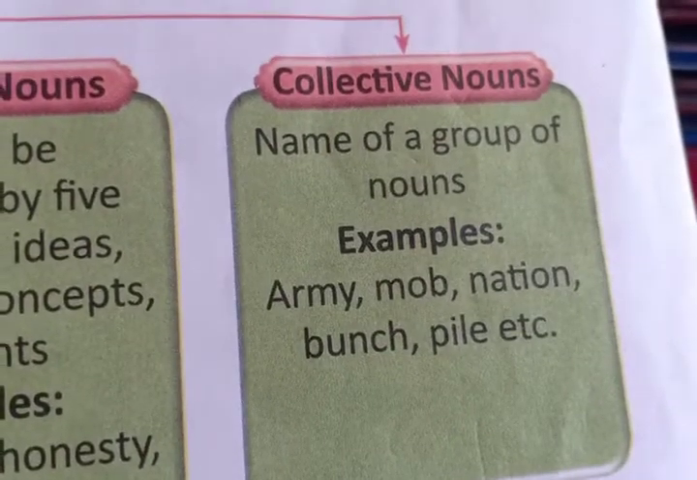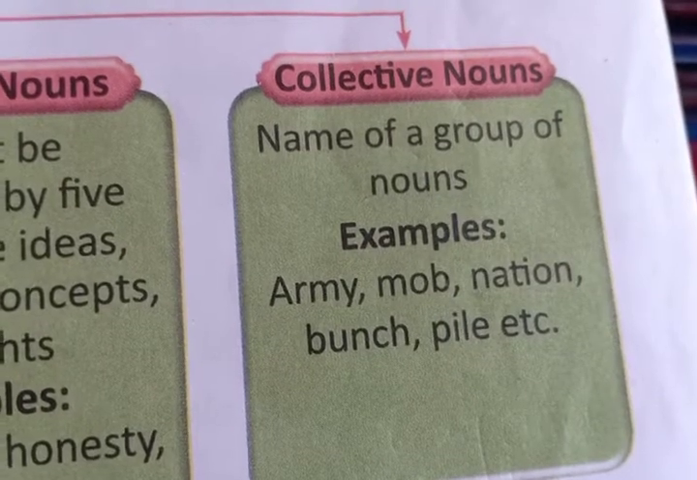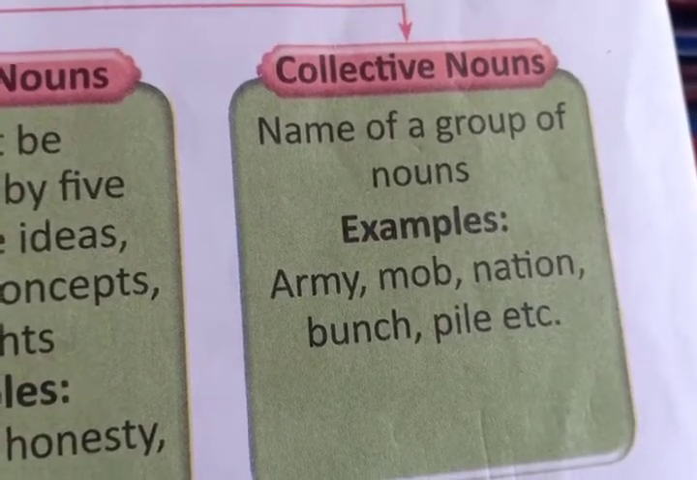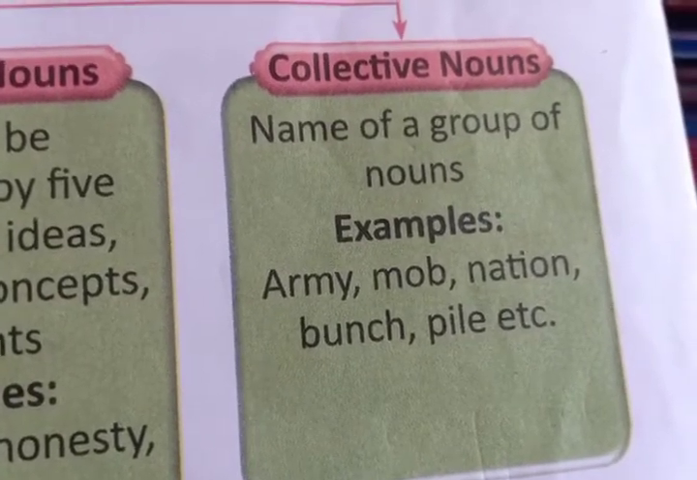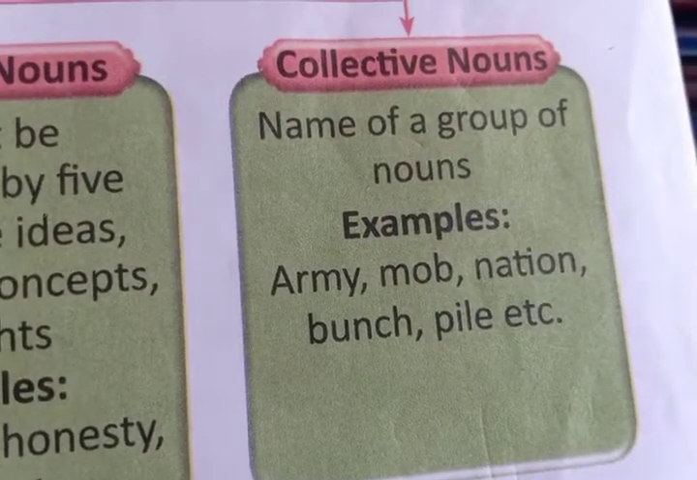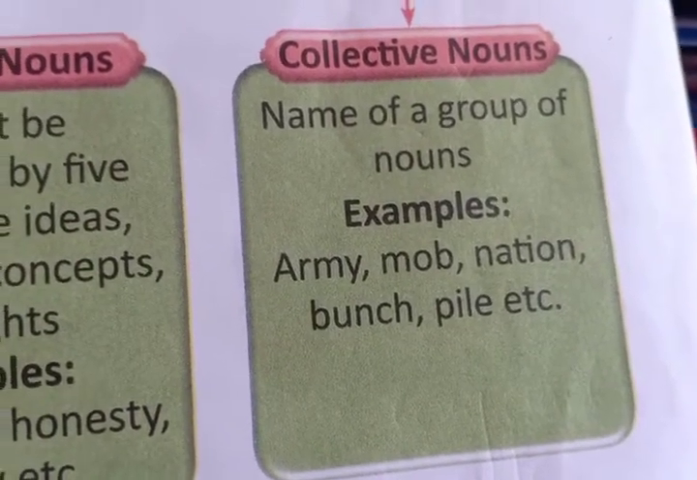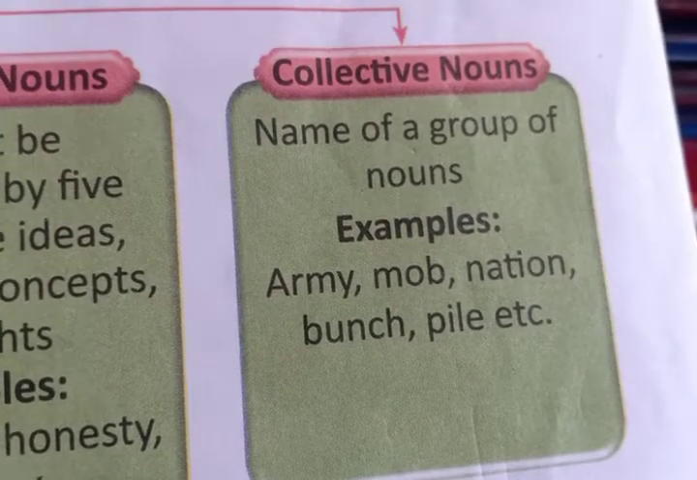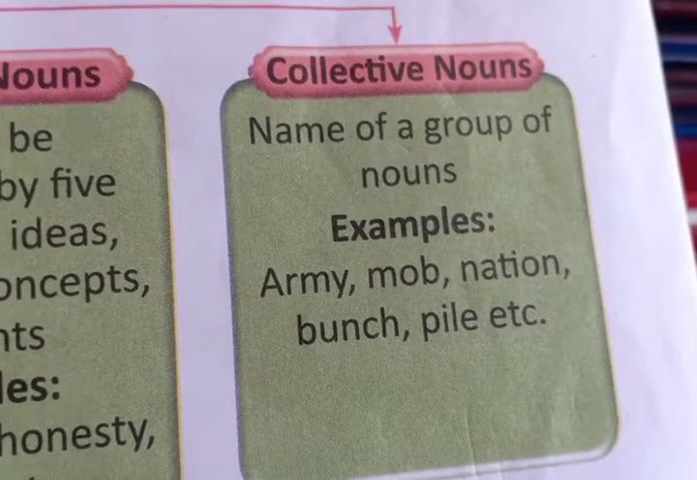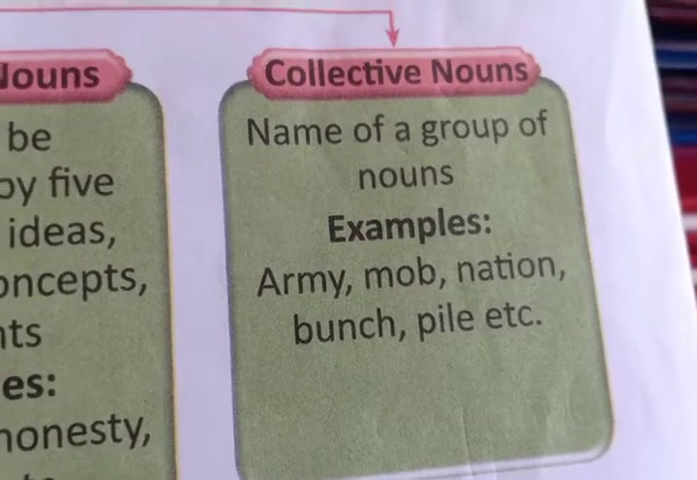Okay. So next, collective nouns. So this refers to names of a group of nouns, not single, collective. That means group of nouns. Examples: army. Army is a group of militaries, police, whatever you can understand, force. That includes many people. So army doesn't refer only to a particular person, but it refers to a group of persons, group of forces, people who work as an army. Next, mob, nation, bunch, pile, etc.